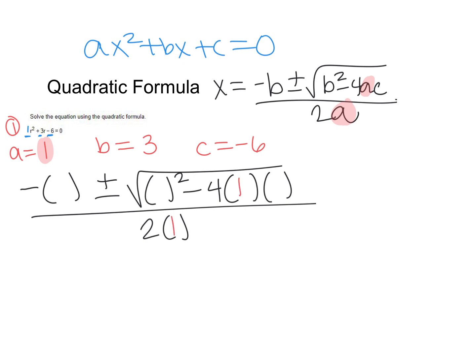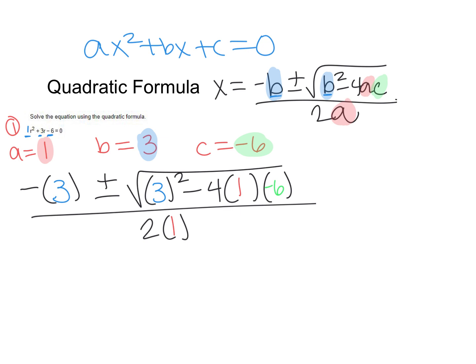Now b is equal to 3, and b is in 2 places in my quadratic formula. So I'm going to plug in 3 in those 2 places in blue. So 3 will go here and here. All I'm doing is plugging it in. And then c is negative 6, and it only goes in the quadratic formula in 1 place, and that is right here.